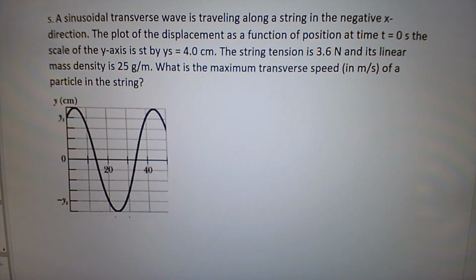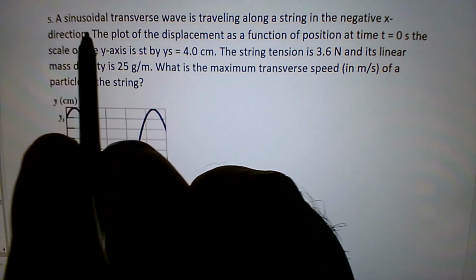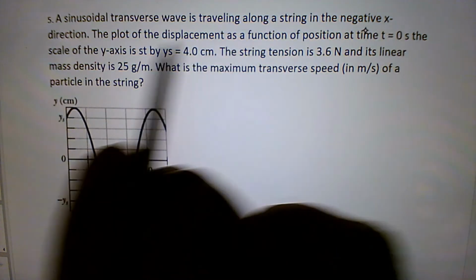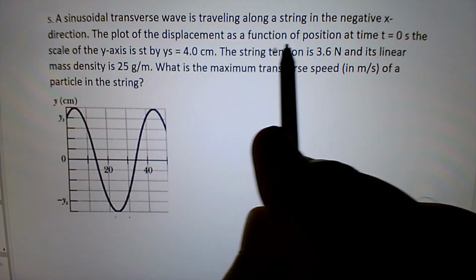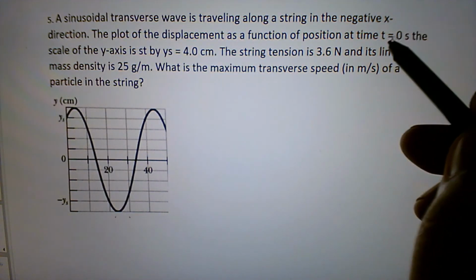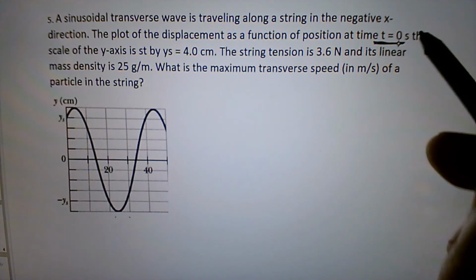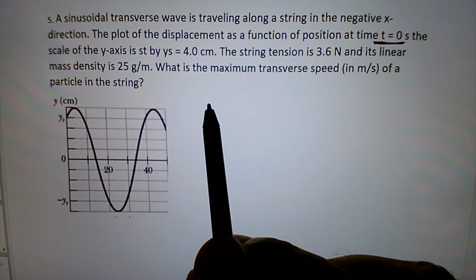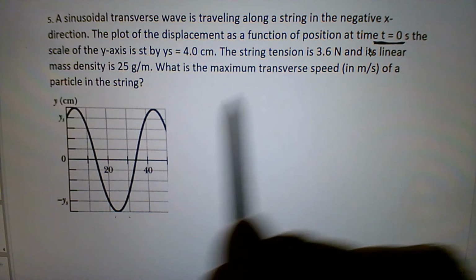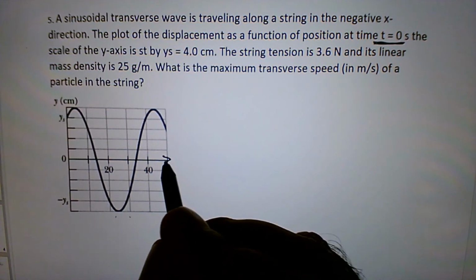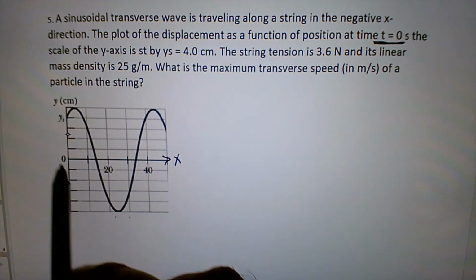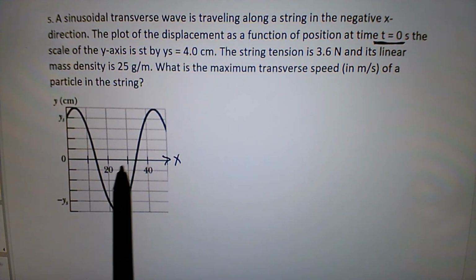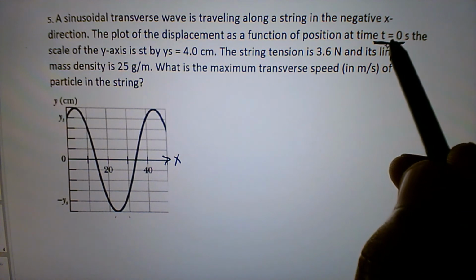So here's the next question. It says a transverse wave is traveling along a string in the negative x direction. The plot of the displacement as a function of position is given at t equals 0. That means you have a traveling wave, and you just take a snapshot at t equals 0 seconds, and this is the y versus x graph. This is not y versus t, this is y versus x, right?